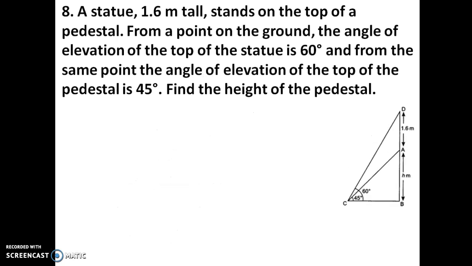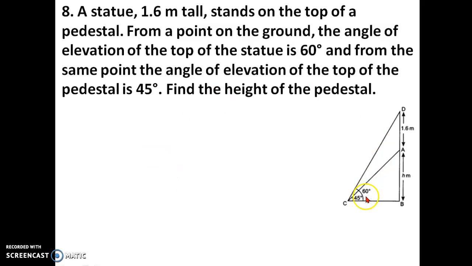Eighth problem: a statue 1.6 meters tall stands on the top of a pedestal. From a point on the ground, the angle of elevation of the top of the statue is 60 degrees, and from the same point the angle of elevation of the top of the pedestal is 45 degrees. Find the height of the pedestal.